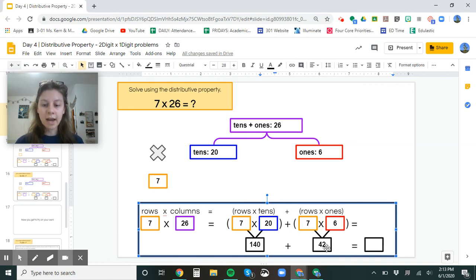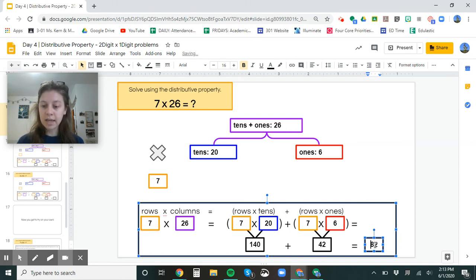And now I'm going to add these two products together. So 140 plus 42. I'm going to start in the ones place. So I have 0 ones plus 2 ones. That's going to equal just 2 ones. Then I have 4 tens plus 4 tens. Well, that equals 8 tens.